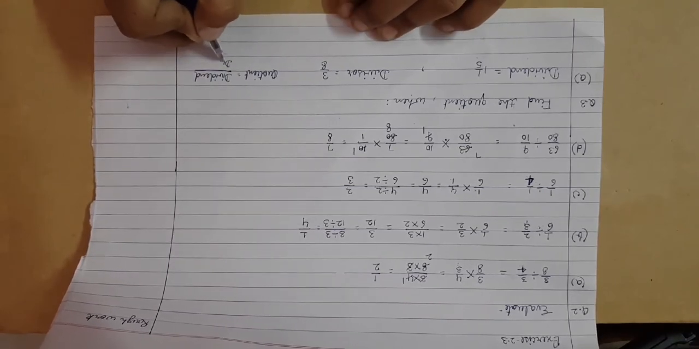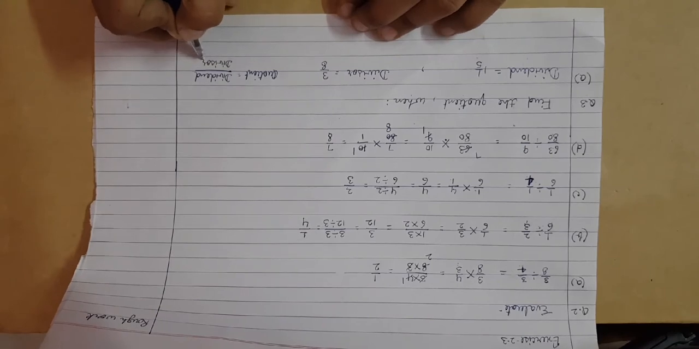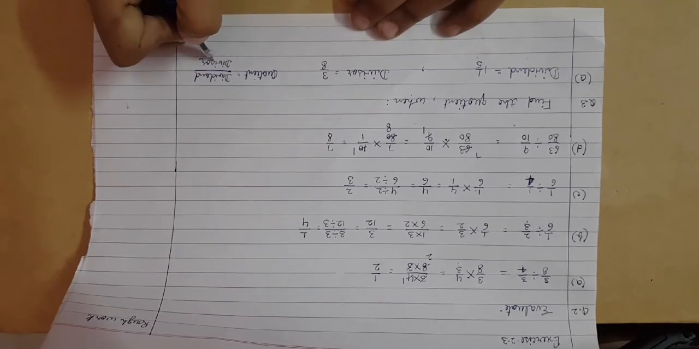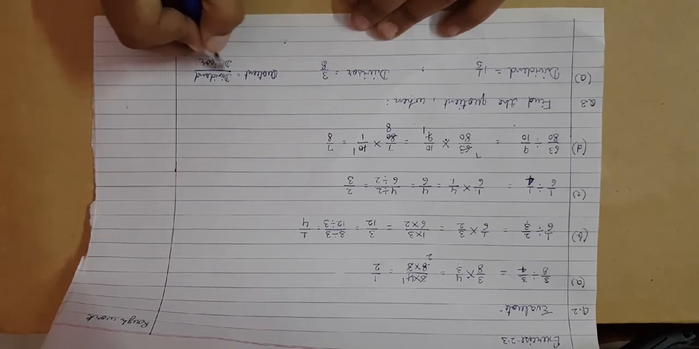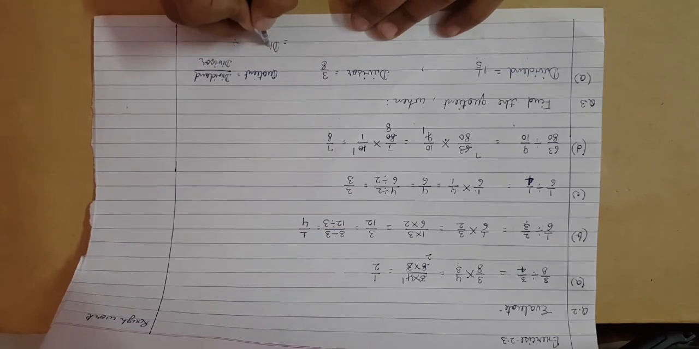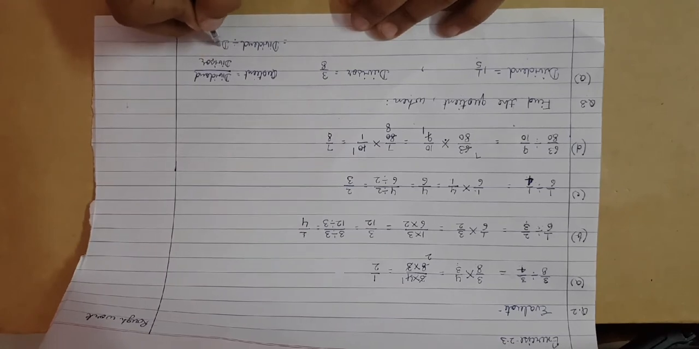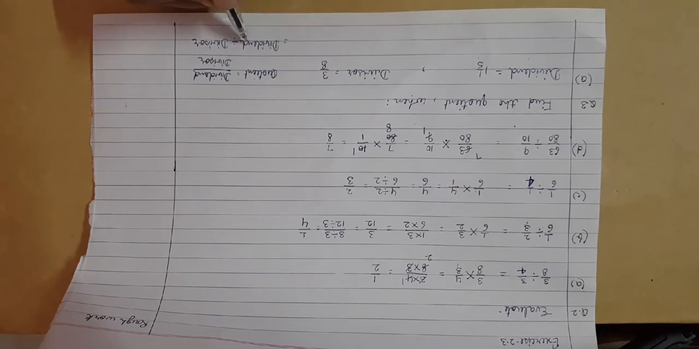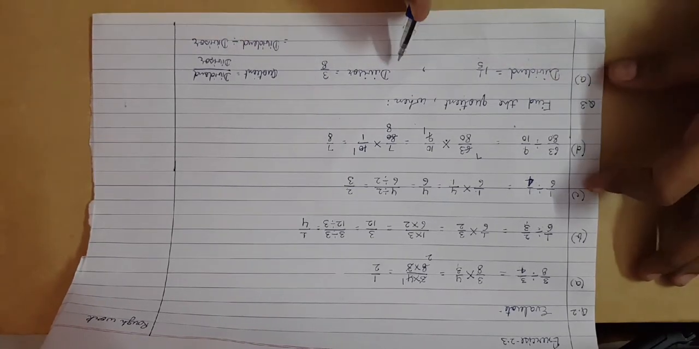Dividend upon divisor. Okay. Dividend will be written in the numerator and divisor will be written in the denominator. If I change this upon sign into the division sign, then on the left side of this division sign I will write the dividend and the divisor will be written on the right side. Okay, so it will be in this form. So from here we can easily find the quotient for this part A.